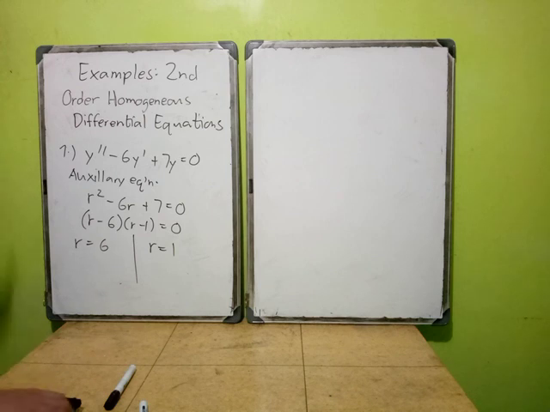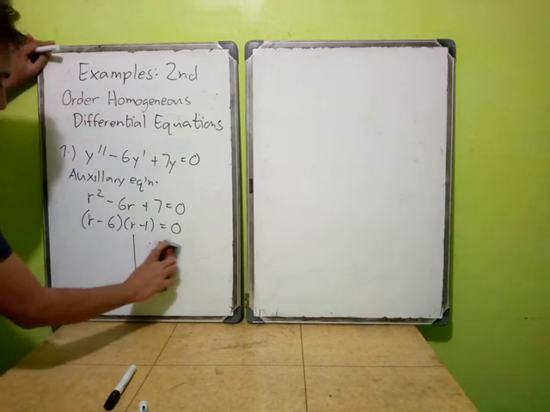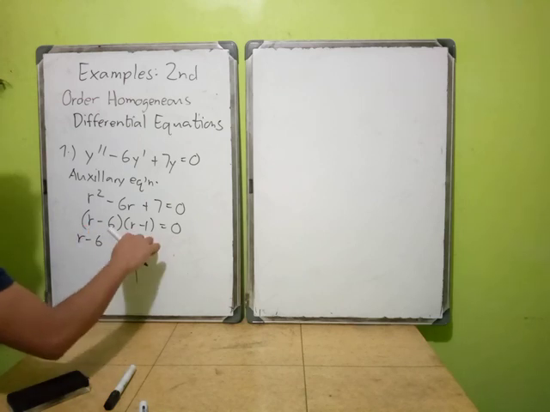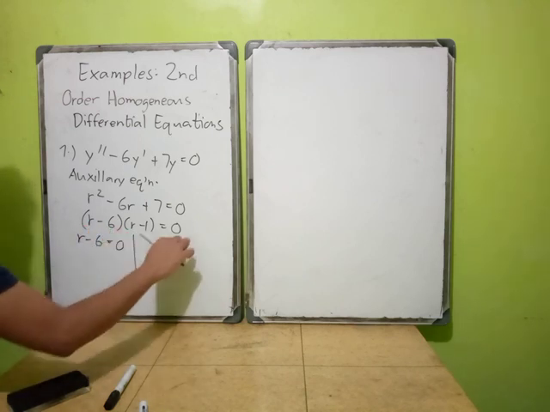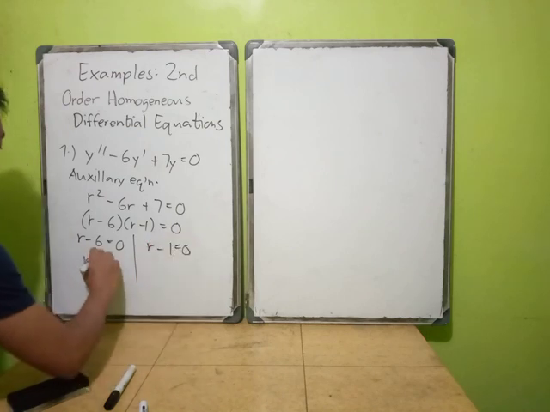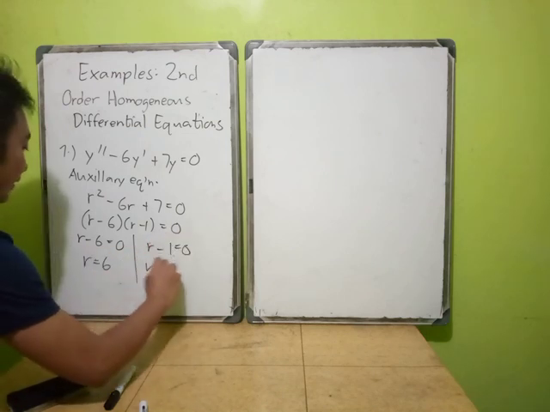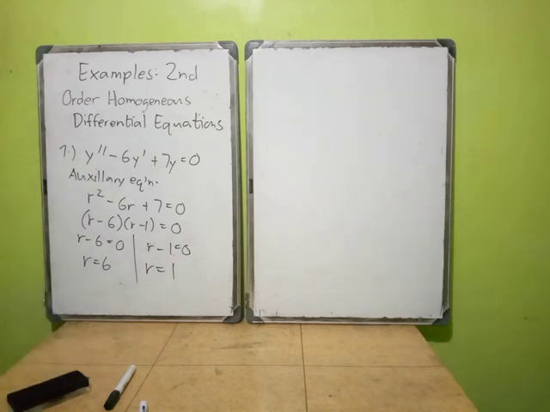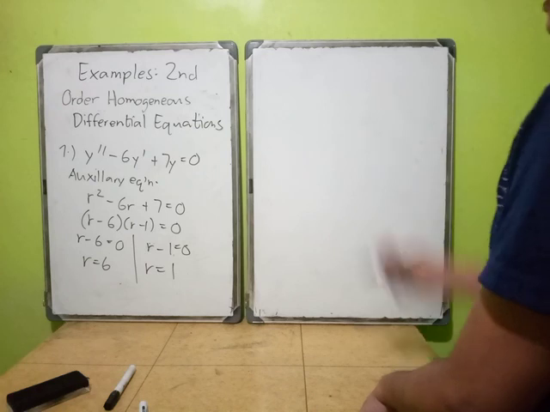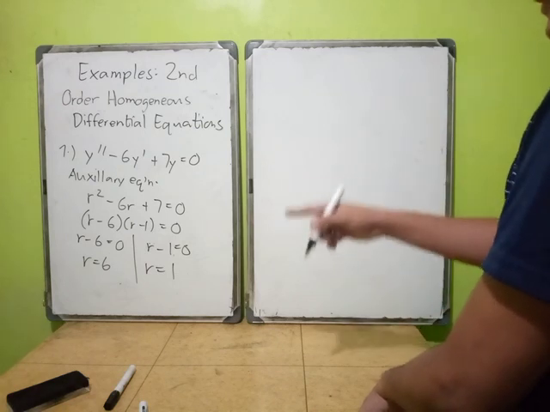So that you won't be confused, let's do it this way. Each of these factors should be equated to 0. So r minus 6 and r minus 1 is equal to 0. So r is equal to 6 and r is equal to 1. Now we can have the solution to this problem.